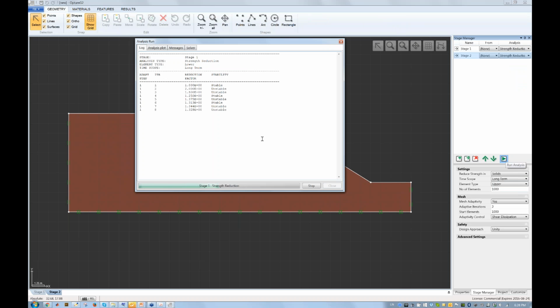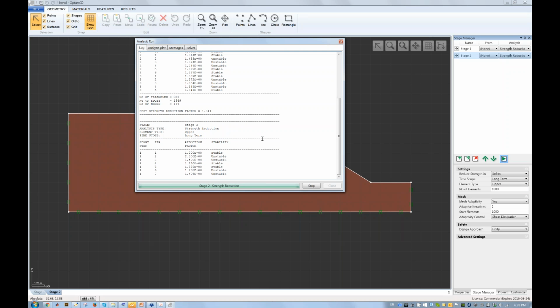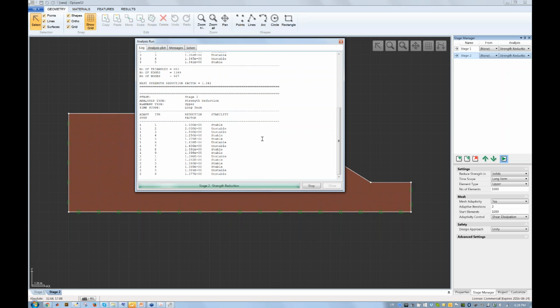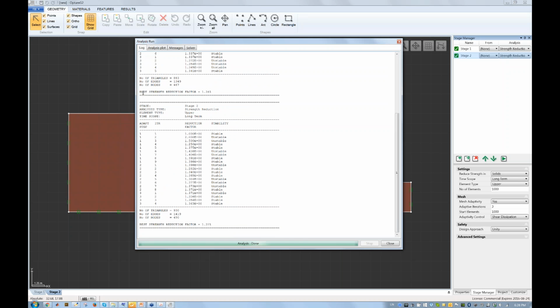In strength reduction, you go through a sequence of iterations where you reduce, in this case with Mohr-Coulomb, C and tan phi. The factor that you need to reduce these parameters by in order to cause collapse is then a measure of the factor of safety. So that's the strength reduction factor, or if you like, the factor of safety. So a lower bound of 1.34 and an upper bound of 1.37. A fairly narrow gap between the upper and lower bounds.